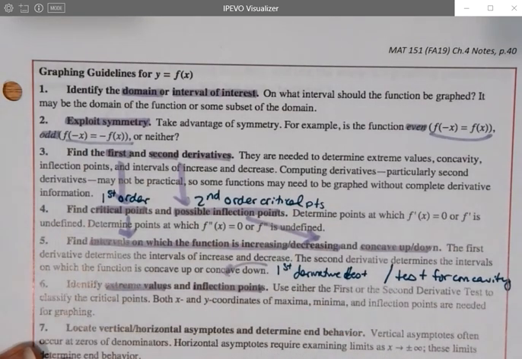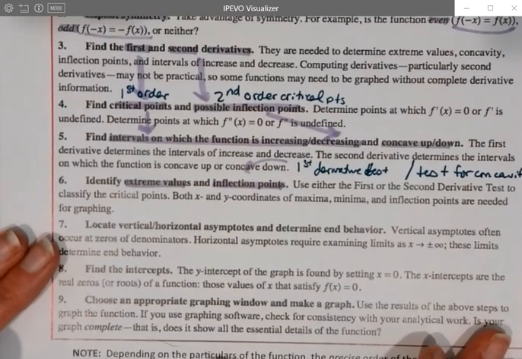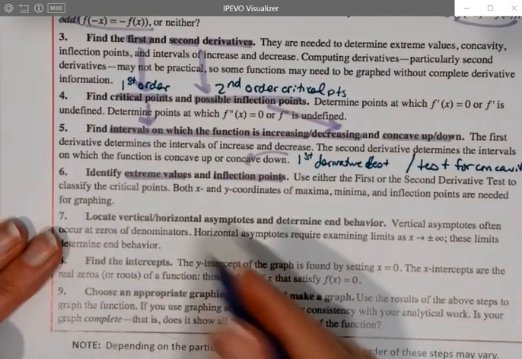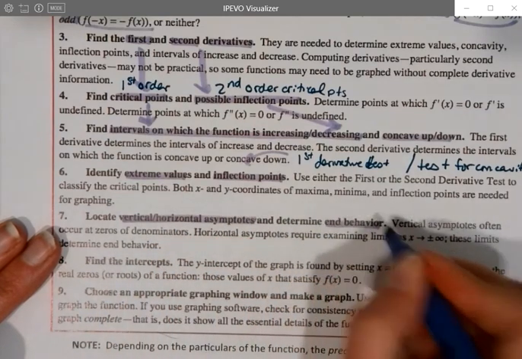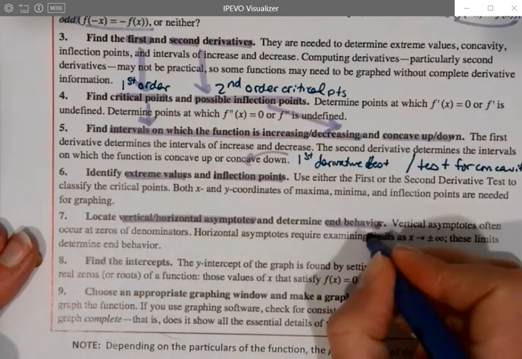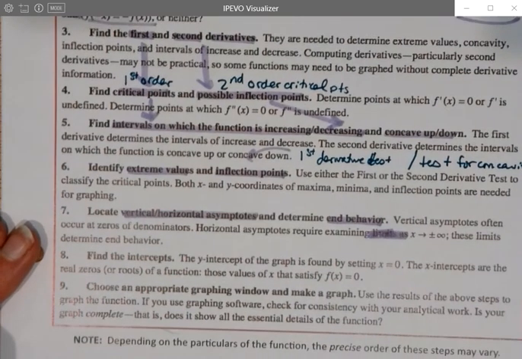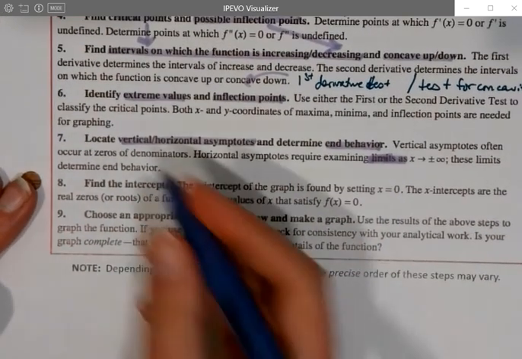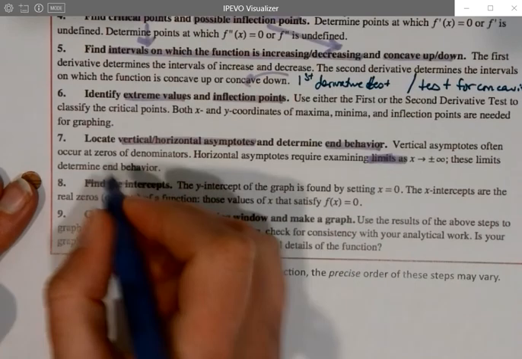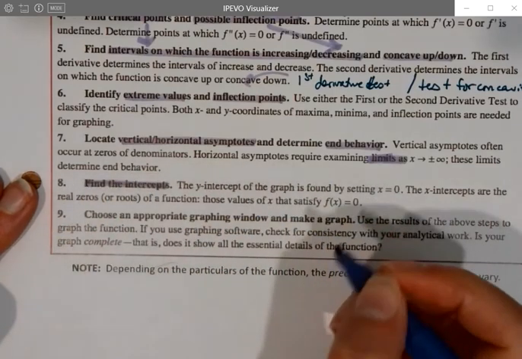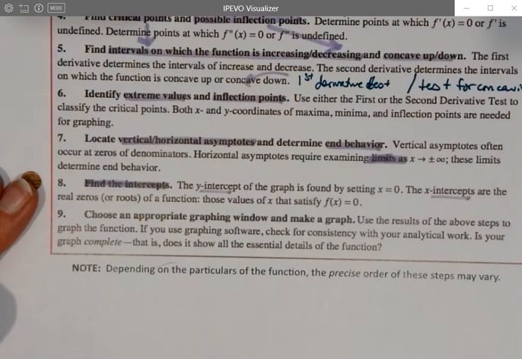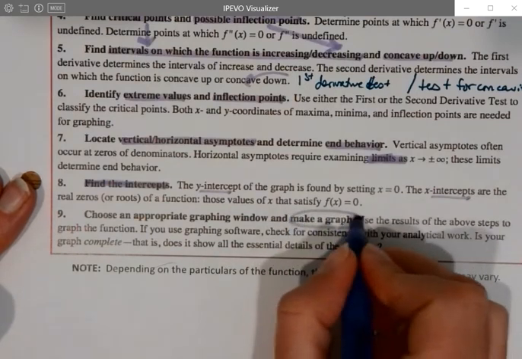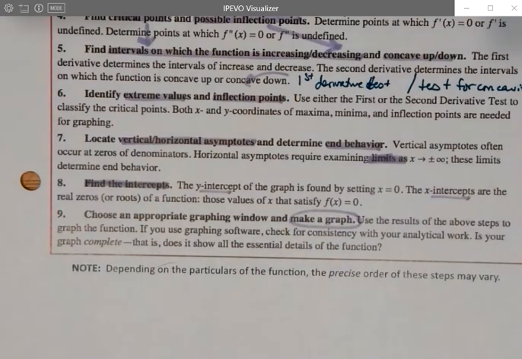And then moving on from the tests that deal with those pieces, we're looking at where we have horizontal and vertical asymptotes and end behavior. And so those are going to deal with limits, things that we practiced in chapter 2. And then we're going to talk about intercepts. That's just some pre-calc stuff, or even algebra stuff, just talking about where the x-intercepts and y-intercepts are, and then finally making the graph.